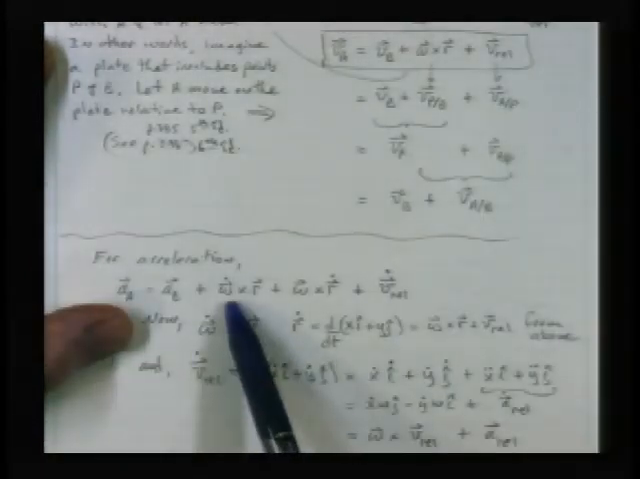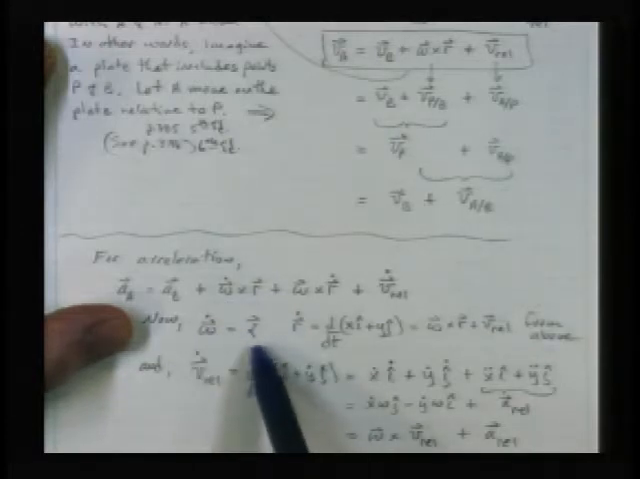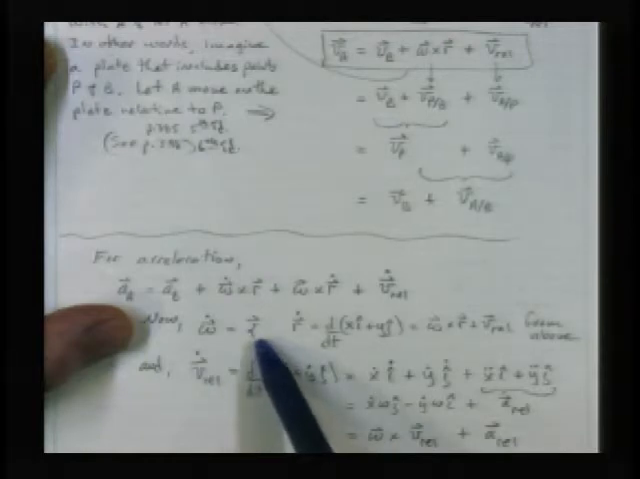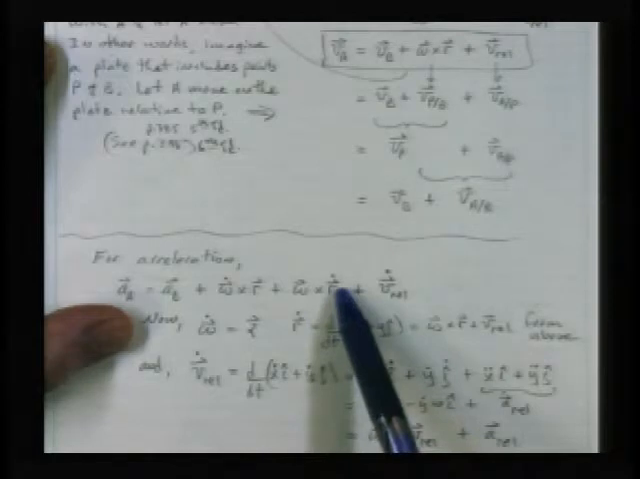What is the omega dot vector? That's theta double dot, isn't it? So that's the alpha, or the angular acceleration of the plate. That's the angular acceleration of the plate. What is our vector's time derivative?